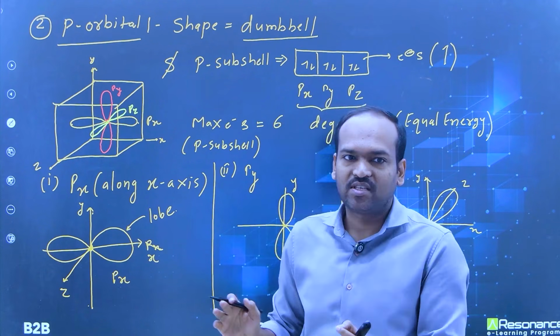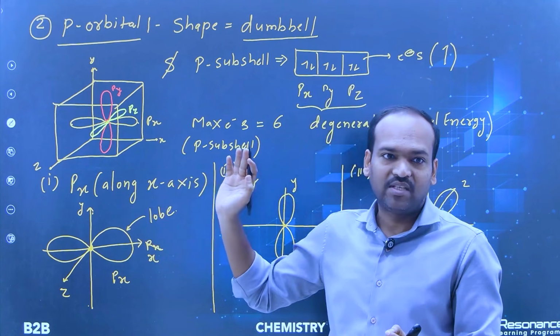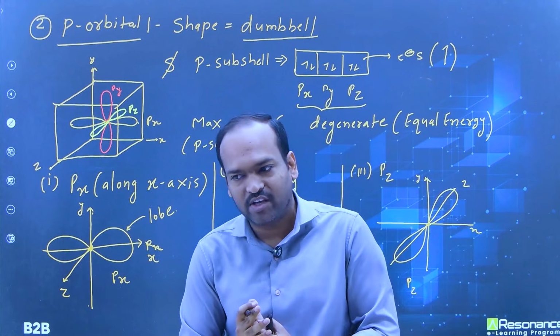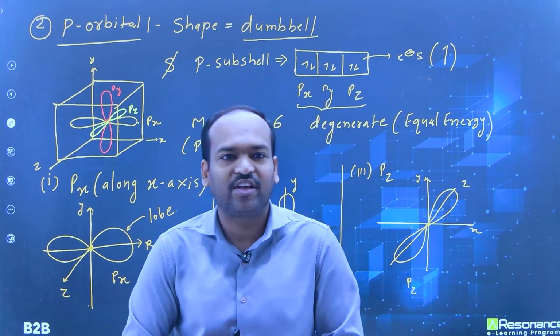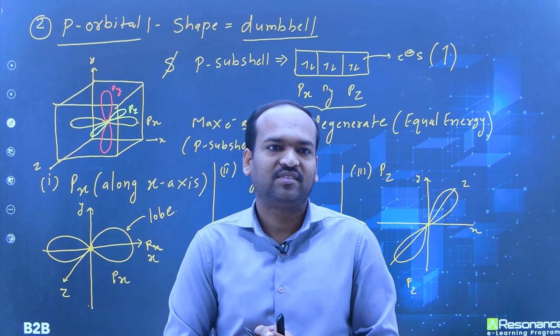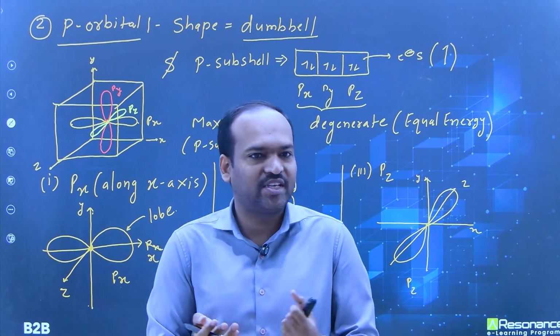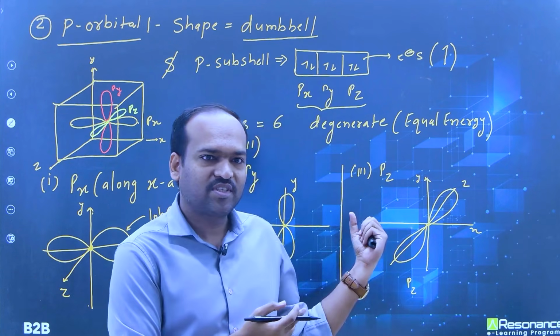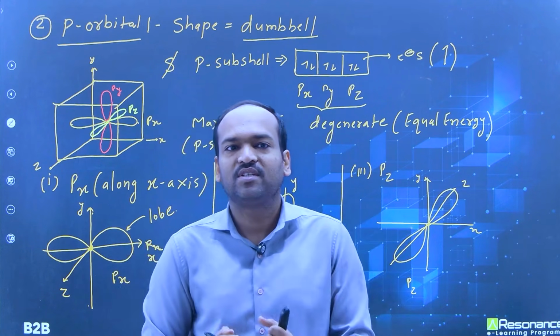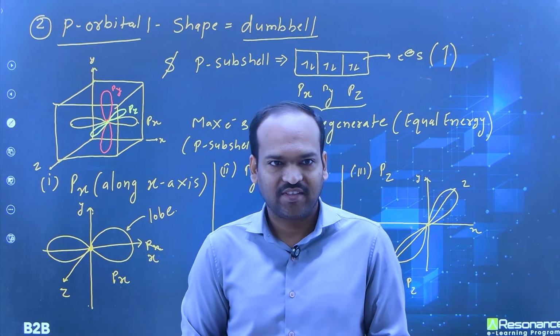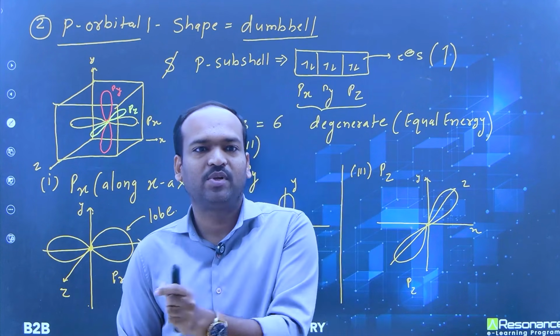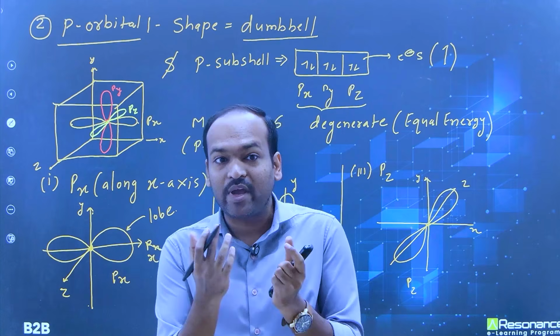Is this clear? In the cube, how many faces are present? Six. And how many lobes? Six lobes: px, py, pz, 2 plus 2 plus 2, 6. So it is easy to imagine.